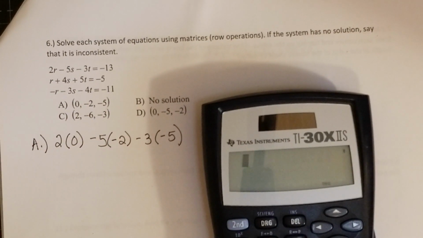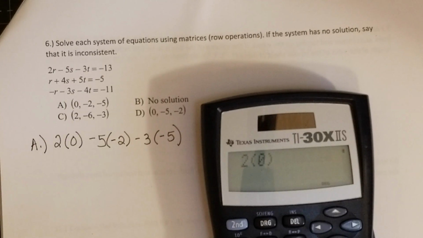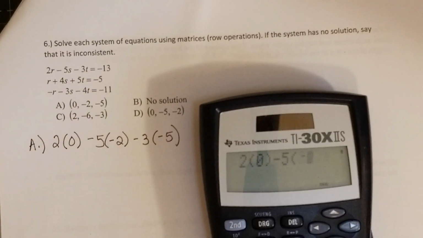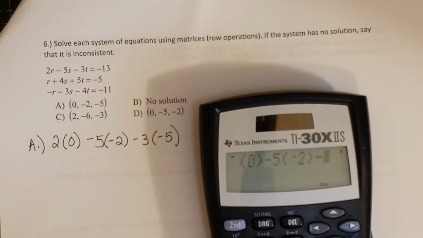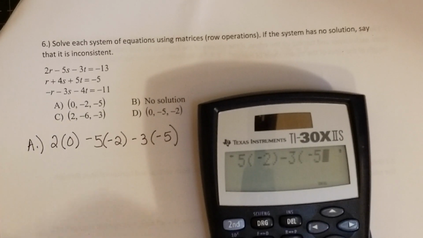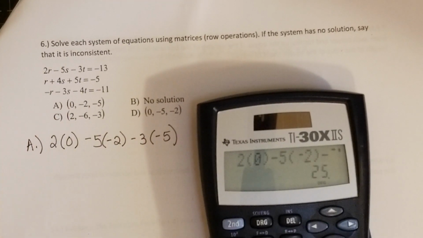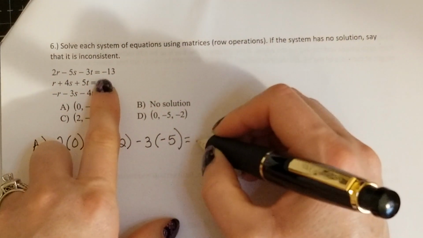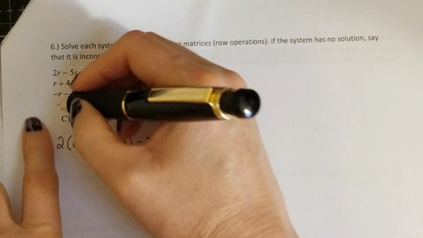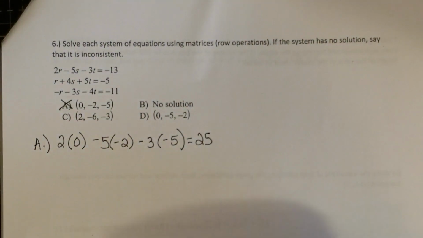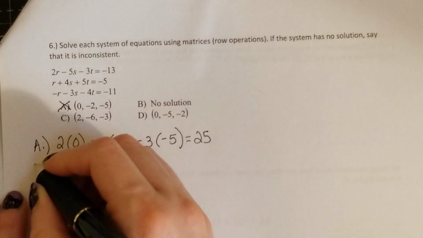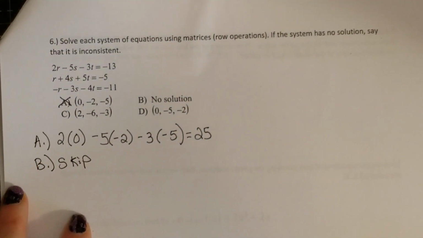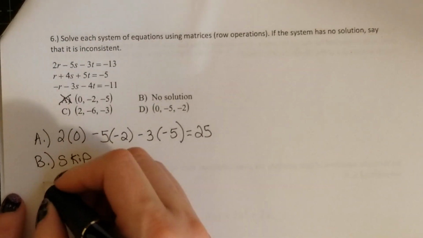Okay, so we have 2 times 0 minus 5 times -2 minus 3 times -5. Now, if this equals -13, you're going to check the next one. So this equaled 25. That's not -13. So this one is not your answer. We know it's not A. I'm going to skip B, but I'm going to put that down here that I skipped it so I don't get confused at what I did. So we're skipping B. We'll come back to that answer choice at the end.